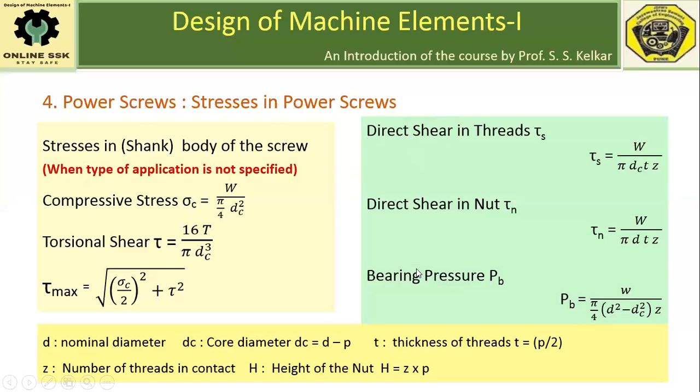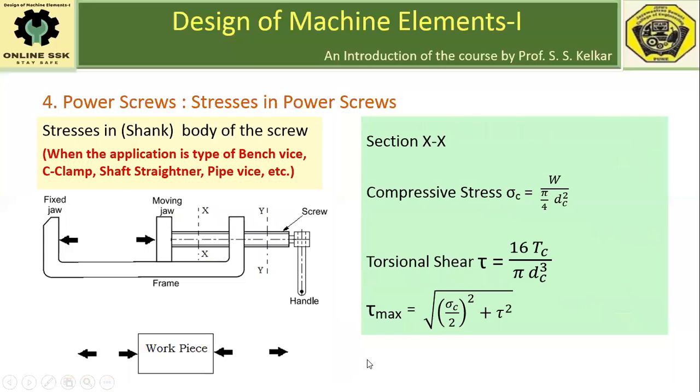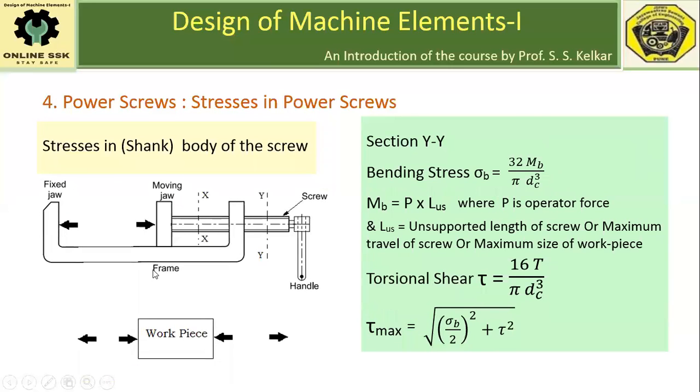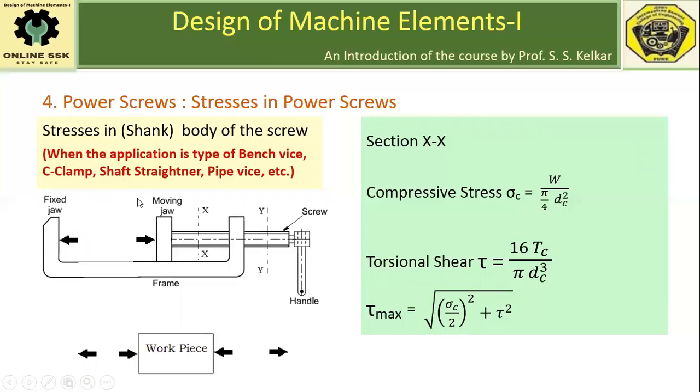Whereas these three stresses, direct shear stress inside the threads, direct shear stress inside the nut and bearing pressure remain one and the same. Now suppose a power screw application is specified like bench vise, pipe vise, shaft straightener, C clamp. For all such applications except for the screw jack, all other applications will have similar analysis as specified here.